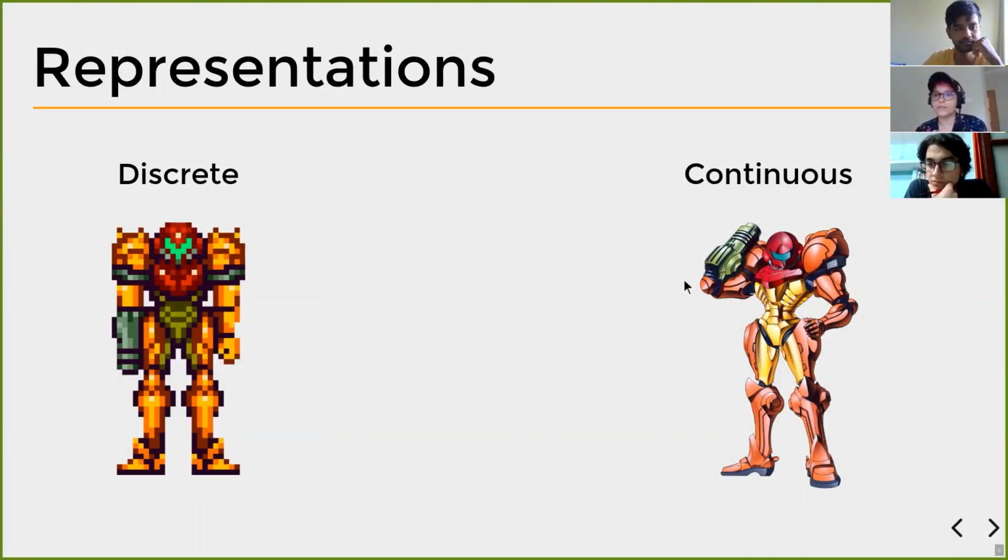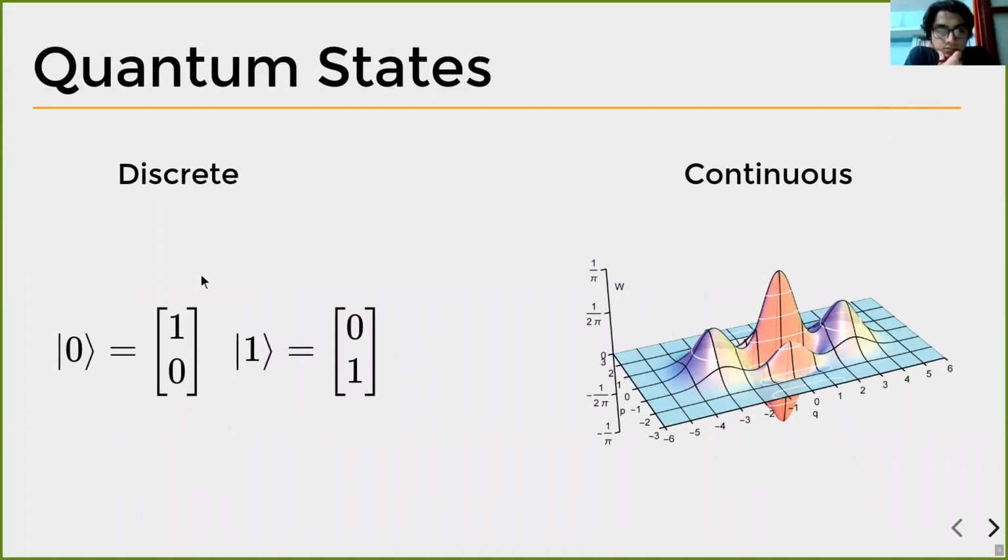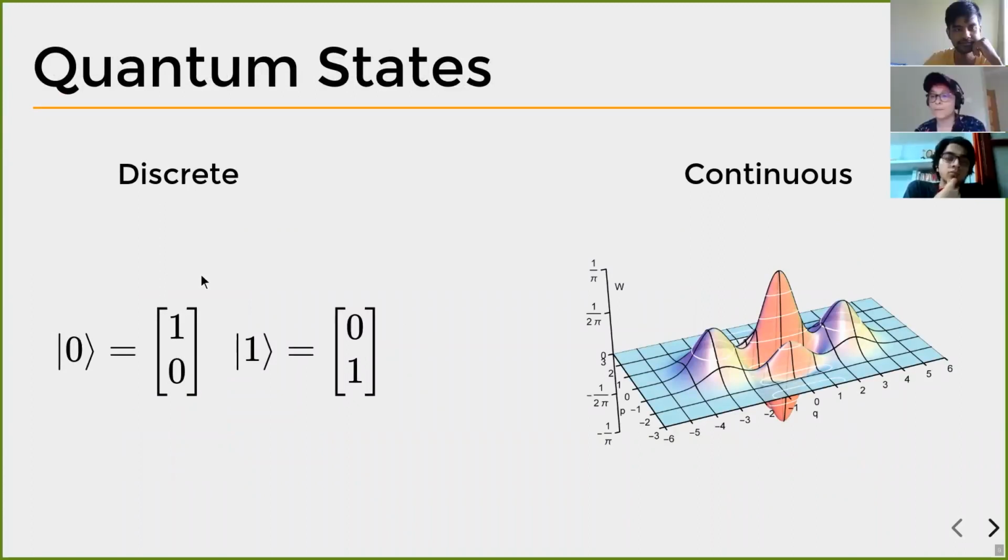We always have these discrete and continuous representations. This also happens for quantum states. In the discrete case, like spin up and down, or zeros and ones, you can represent states as vectors in some qubit space, or as a density matrix. I'm going to talk about this in the future. Or they can be represented as continuous functions.